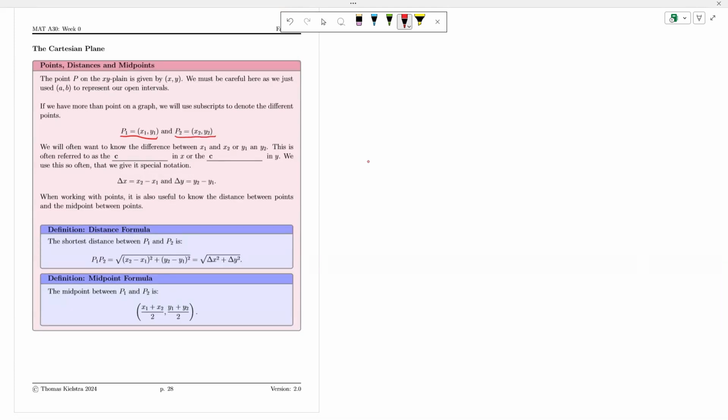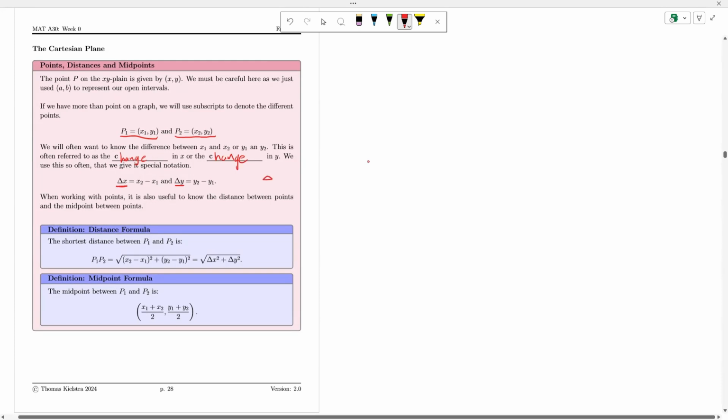We will often want to know the difference between x1 and x2, or y1 and y2. And this is referred to as the change in x, or the change in y. We use this so often we give it special notation. We use delta x to represent x2 minus x1, and delta y to represent y2 minus y1. And what I like to think about here is delta equals final minus initial.